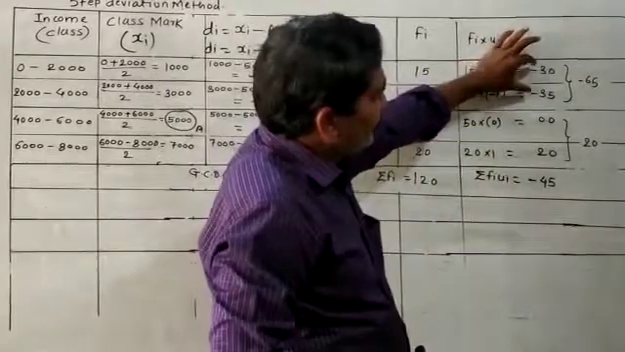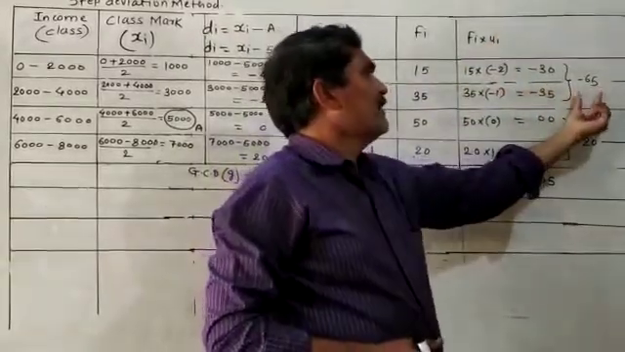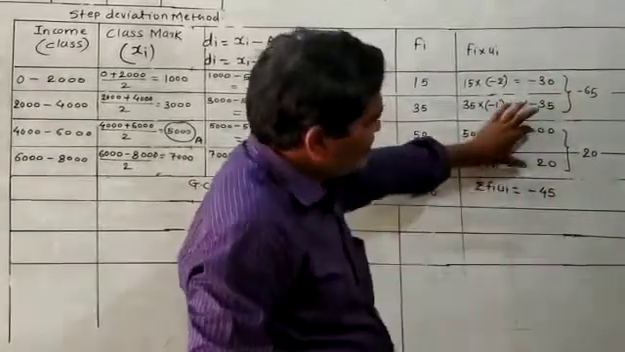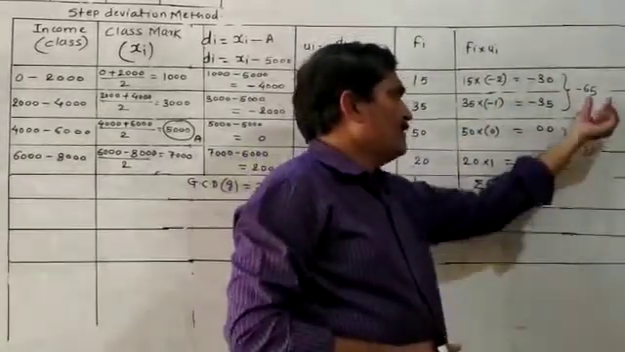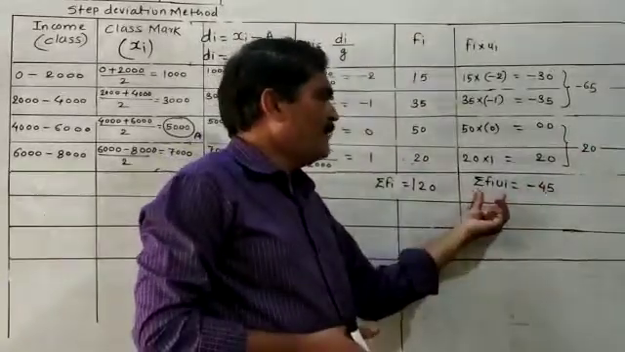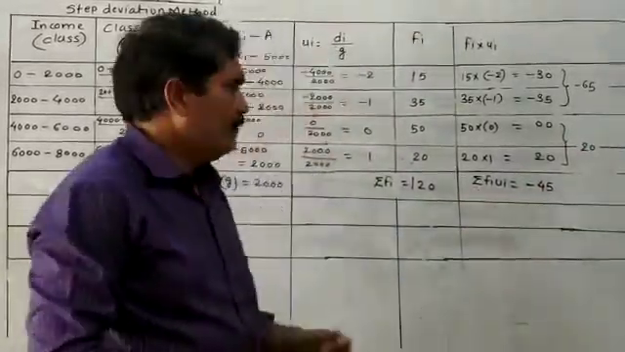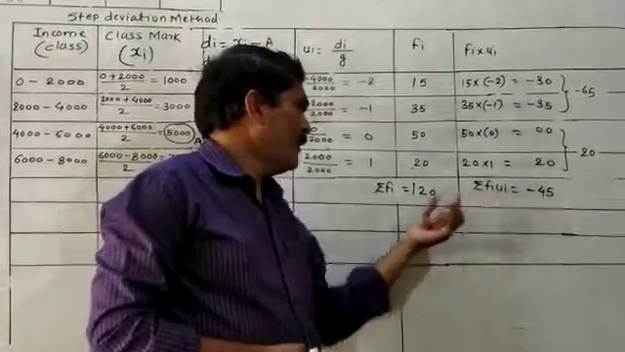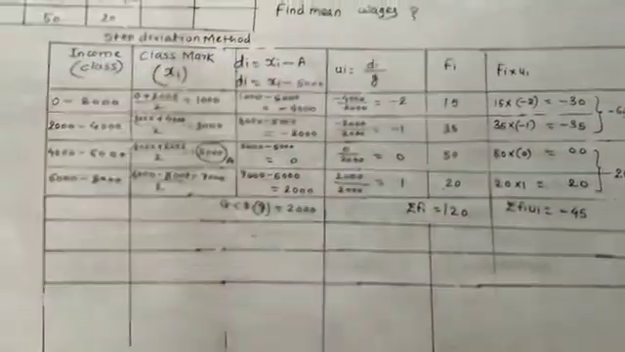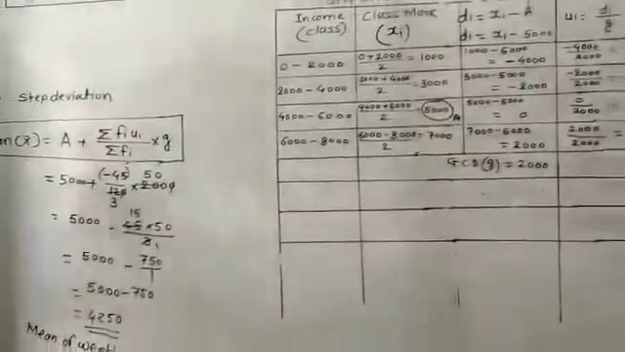Both the terms are negative, so add their magnitudes and give the sum a negative sign. The sum of these two terms is minus 65. The sum of the other two terms is 20. Minus 65 plus 20 is equal to minus 45. So the sum of FI UI is equal to minus 45. Once you have the sum of FI UI and the sum of FI, it is very easy to find the mean by the step deviation method.